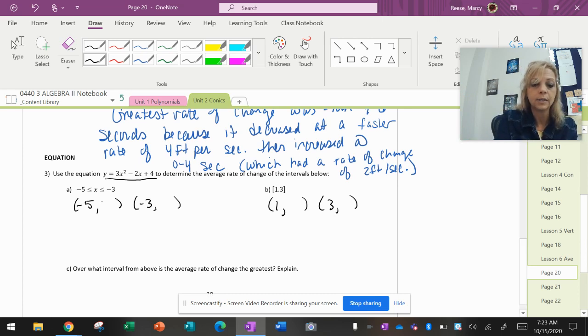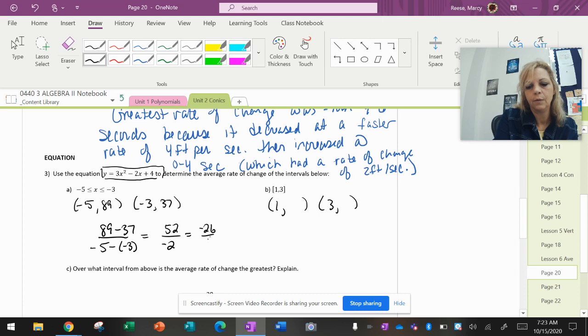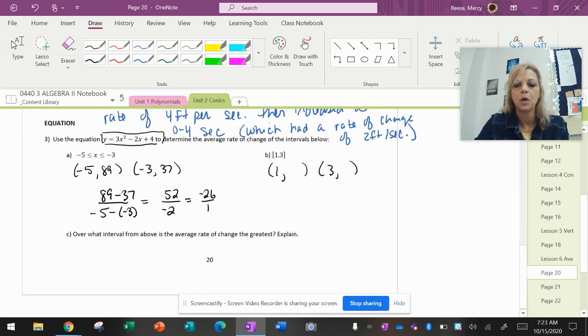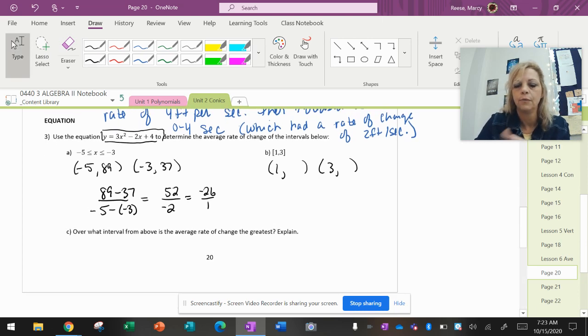Okay? And when x is -5, when you put this in y1, you should get 89 and 37. And then you're going to do just what we been doing. 89 minus 37, over -5 minus -3, and that's 52 over -2, which is that. Okay? So this is what I want you to do. For the rest of 3, I want you to finish it. We're going to look at it when I see you.